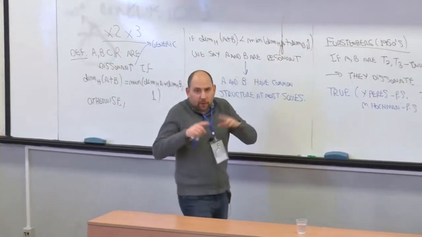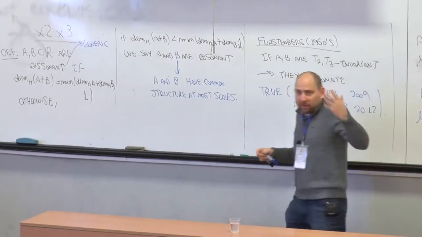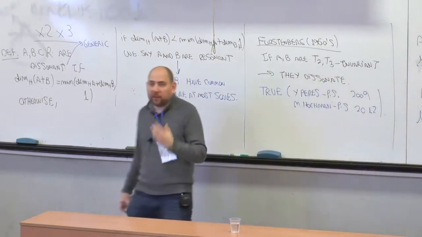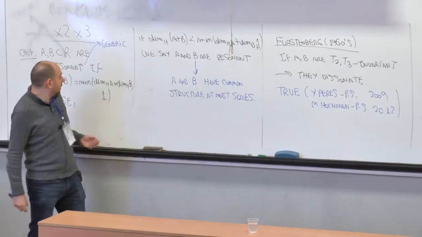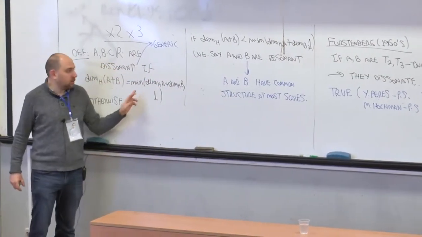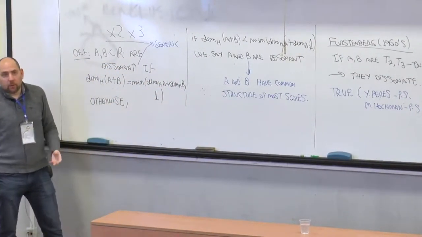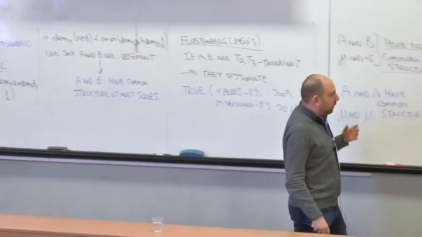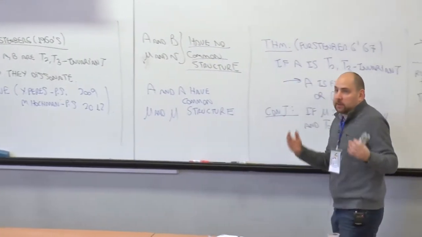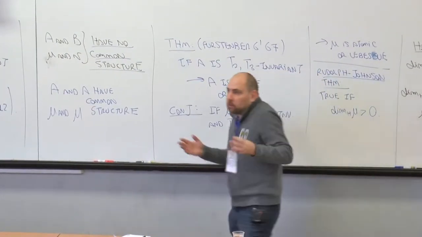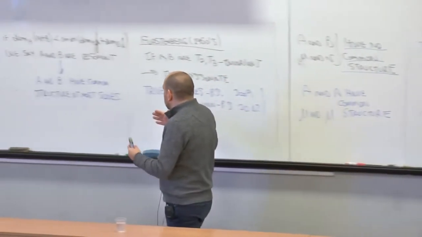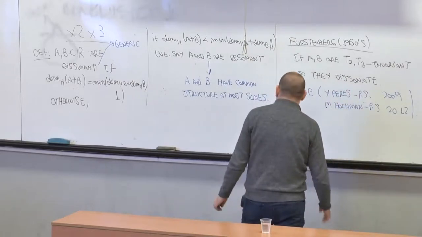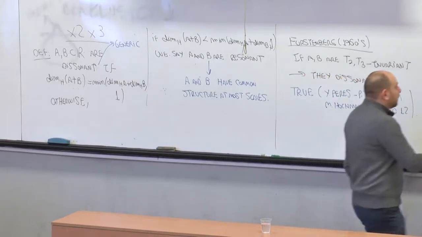Even for a typical set A, even for times 2 invariant sets and times 3 invariant sets, it can very well happen that the dimension of A plus A is twice the dimension of A, or 1. So this is definitely not a characterization of not having common structure, because it's not even able to distinguish a set and itself. It is a necessary condition for not having common structure, but it's very far from sufficient. So this cannot be the end of the story.